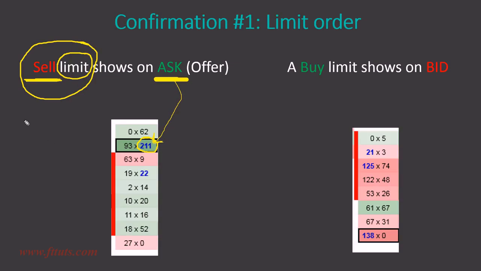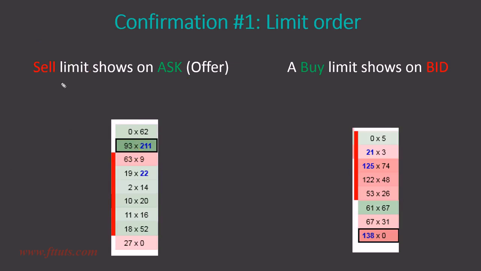Because if there is a resistance zone in here, somewhere in this area, then this is most likely pending limit order of some big player who wants to jump in a trade and push the price downwards or enter in their short because they anticipate a sell-off from there. Alright, so important thing, sell limit shows on ask in here.